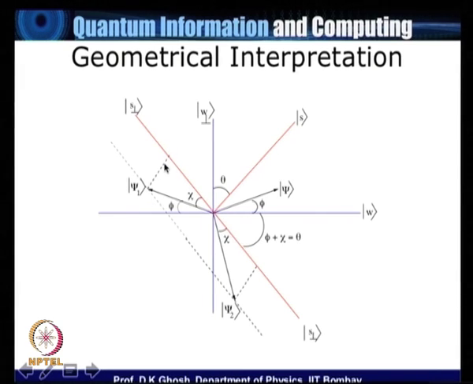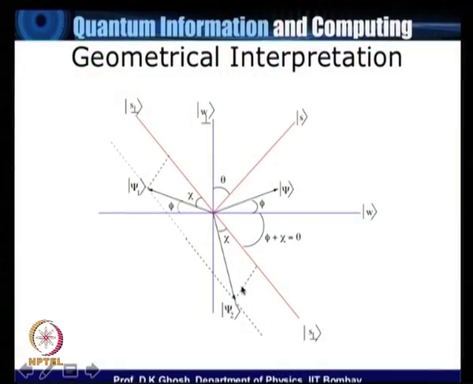Now what the US operator will do will be to flip the component perpendicular to S. So therefore, this one will now come to psi 2, and so this S perpendicular component has been changed. And these are fairly straightforward angles. This angle must be equal to that angle because that's the way I have reflected it. And if this angle happens to be chi, then this is chi.